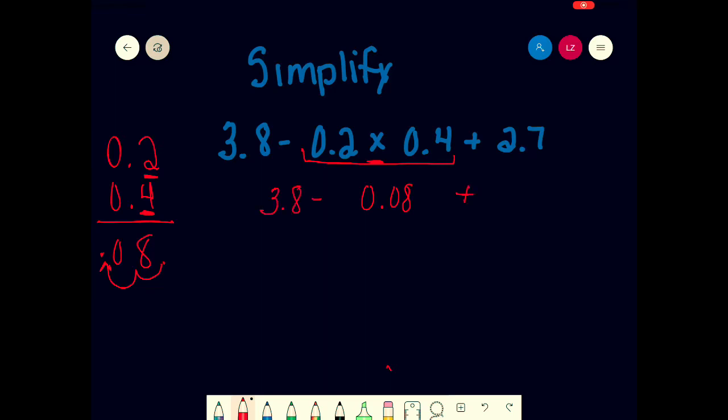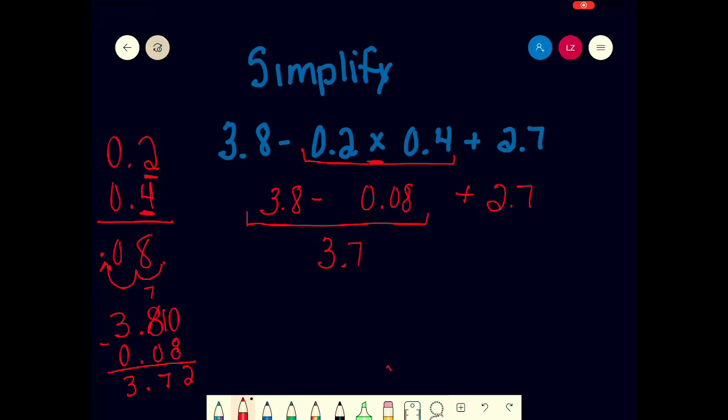Now we've just got subtraction and addition, so we can go from left to right. So we're going to start by taking 3 8/10 minus 8 hundredths. Let's do that right over here in the corner, 3.8. Now remember, when you are adding and subtracting decimals, you have to line the decimals up. And after you line the decimals up, you add zeros where there are none so that you have a nice, neat problem. 0 minus 8, you can't do that. Let's borrow. You end up with an answer of 3 72 hundredths.